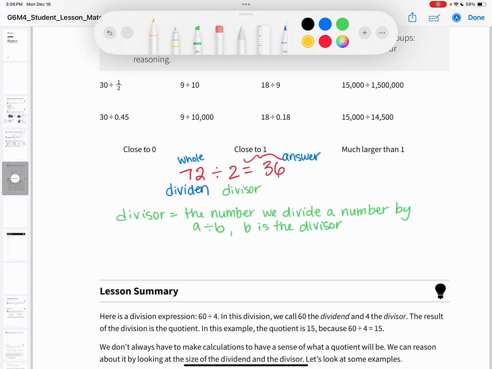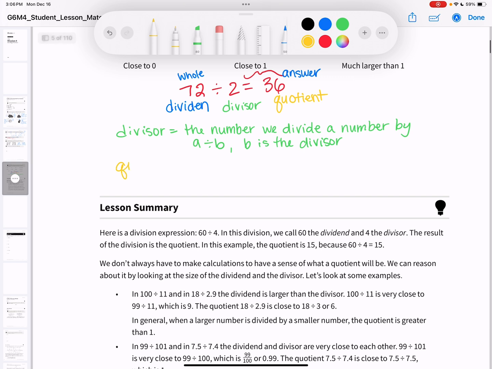All right, then we have 36, and this is what we call the quotient. The quotient is the answer to a division problem, okay? So the whole is the dividend, the divisor is the number we divide a number by, and the quotient is the answer to the division problem.